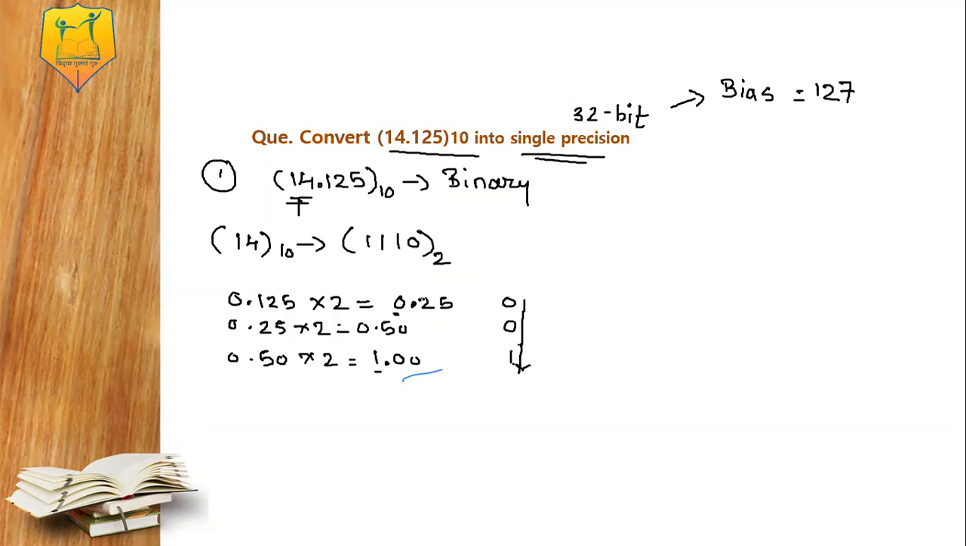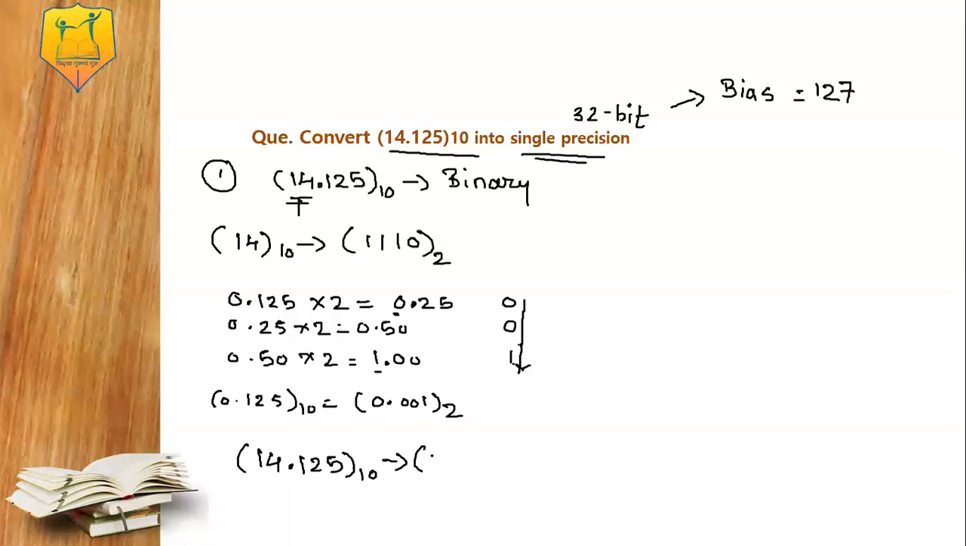Okay, so for 0.125, what does the binary become? For the 0 it's 0, and for 0.125 it's 001 in binary. So combining it, I am combining 14.125 decimal, which converts into 1110.001 binary. Okay, so this I got my binary number.